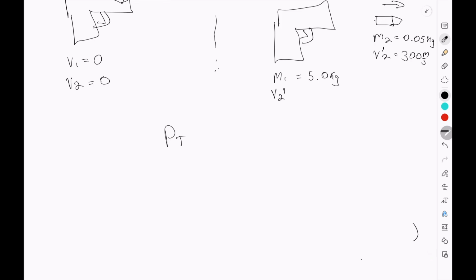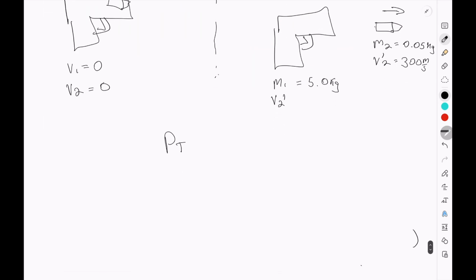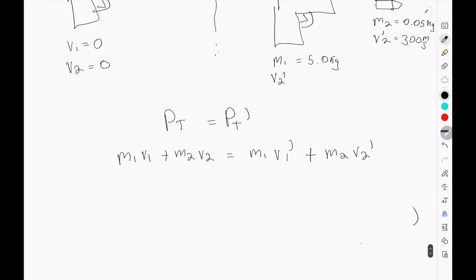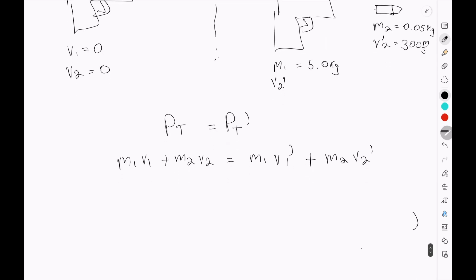One thing we know about all of these questions is that the total momentum before is equal to the total momentum after. So the mass of the gun times its velocity plus the mass of the bullet times its velocity is equal to the mass of the gun times its velocity after plus the mass of the bullet times its velocity after. We know at the beginning the gun and the bullet are at rest, so this entire thing is equal to 0. So 0 is equal to m1 times v1 prime plus m2 times v2 prime.